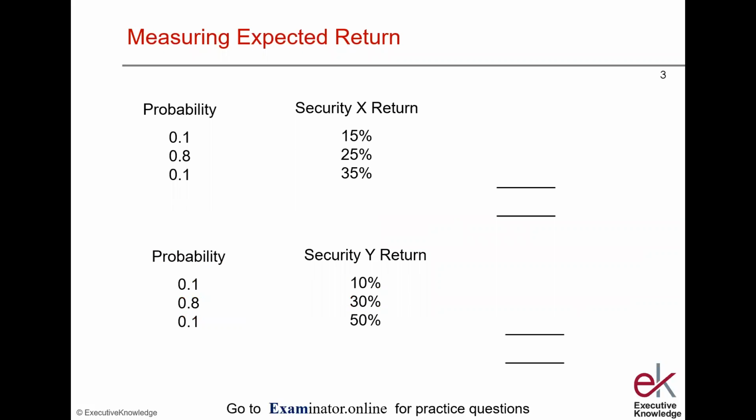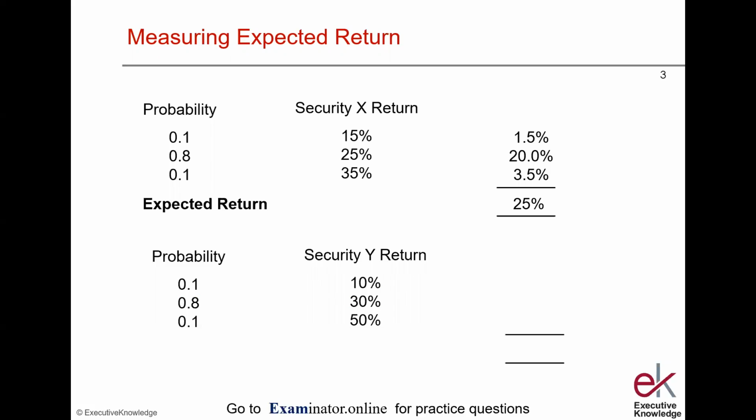So let's look at how we measure the expected return. We list down the probabilities of each possible return, and we calculate the weighted average. So you take 0.1 of 15%, and that gives us 1.5, 0.8 of 25%, giving 20, 0.1 of 35%. We add them up, and we get an expected return for Security X of 25%. Please note that we translated the probabilities from percentage into decimal, otherwise it will not work.